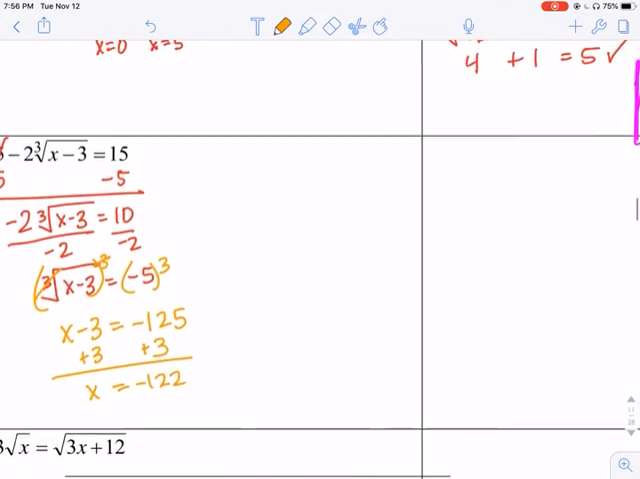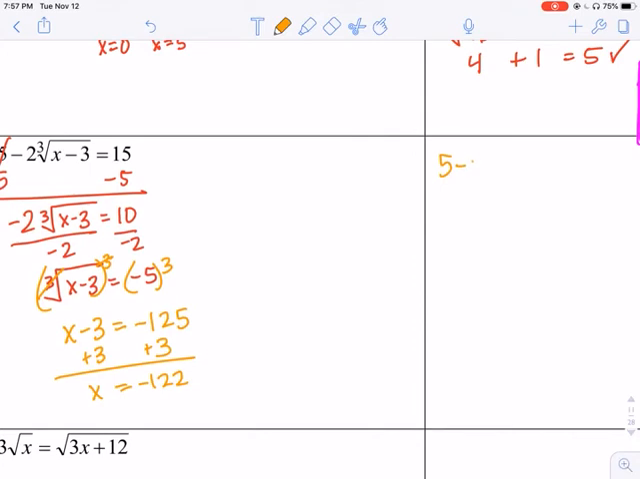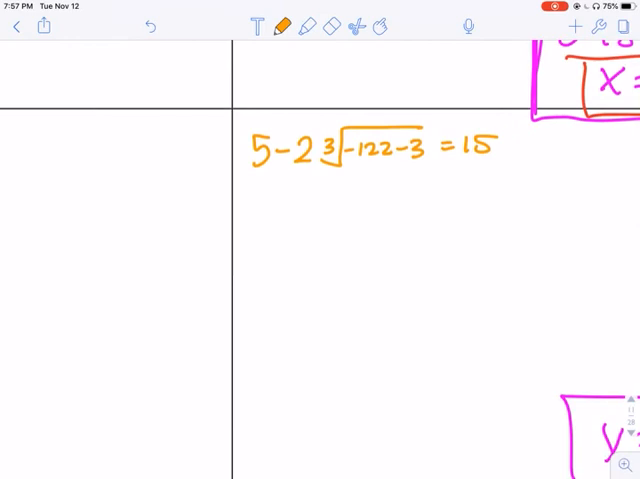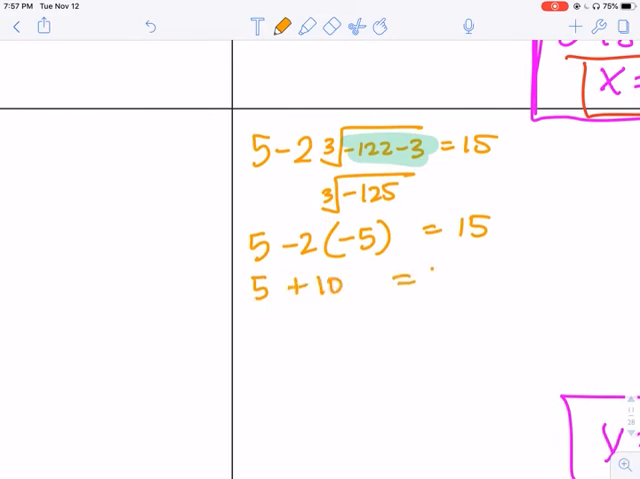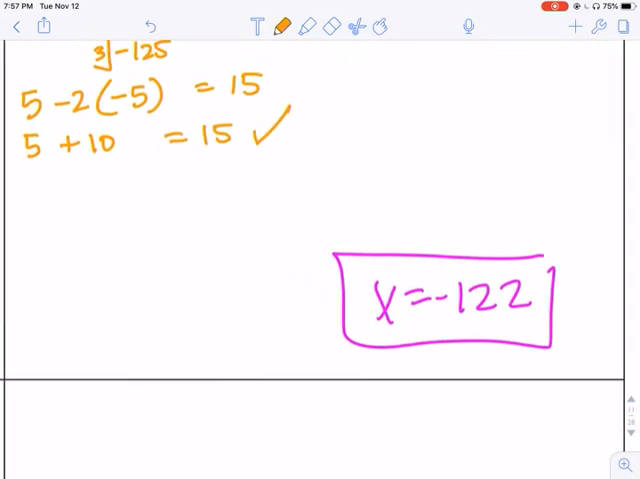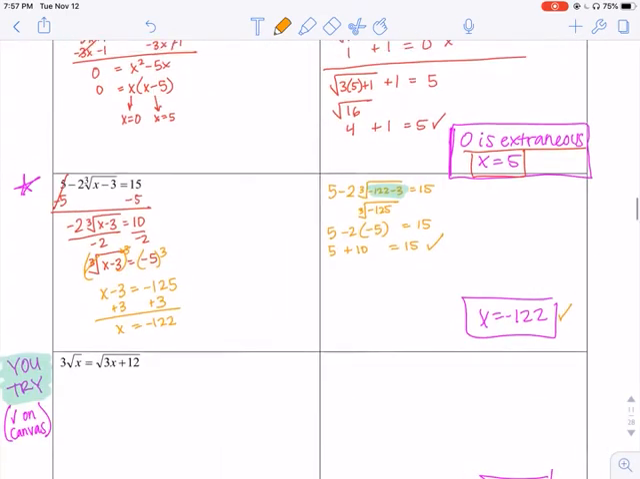I'm going to go ahead and check this, plugging into the original equation, 5 minus 2 cube root of, there's an x, I'm changing it to negative 122, minus 3 is equal to 15. From there, start with the inside part here, so that is negative 125. The cube root of negative 125 is negative 5, which is still being multiplied times negative 2, subtracted from 5. So I have 5 plus 10 would be equal to 15, which it is, which means that x does indeed equal negative 122. Right?